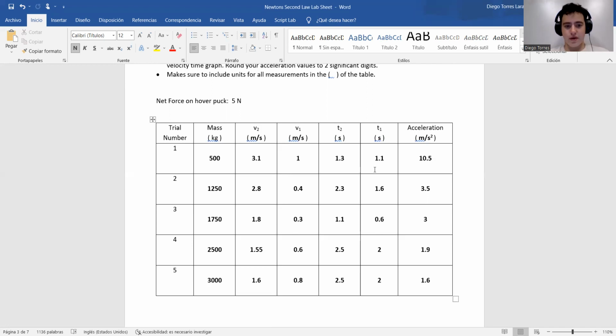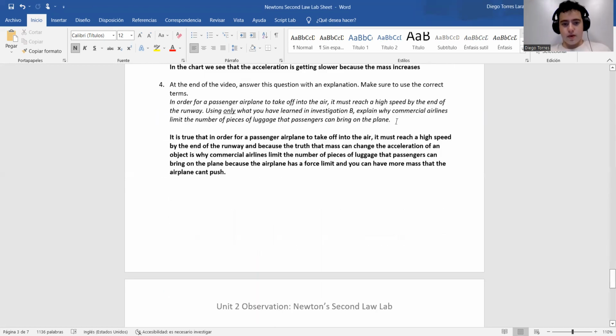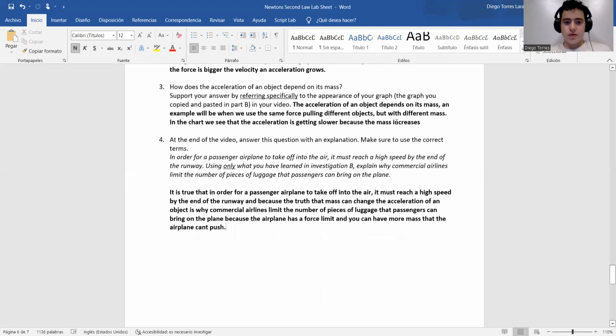And in the fifth trial of the chart, we have a mass of 3,000 and an acceleration of 1.6 meters per second squared. Finally, we continue to the last question.